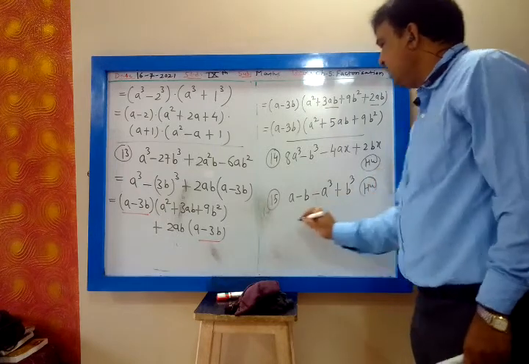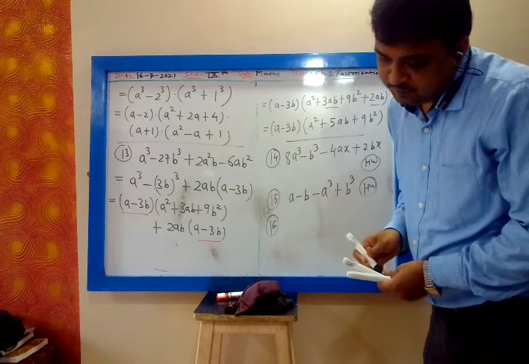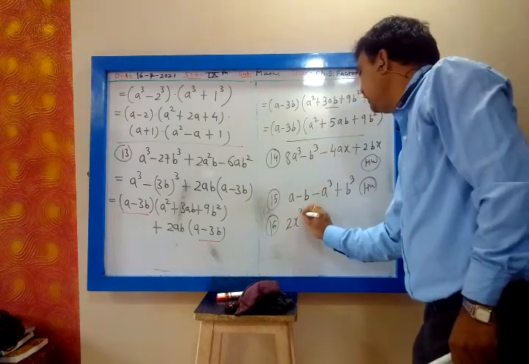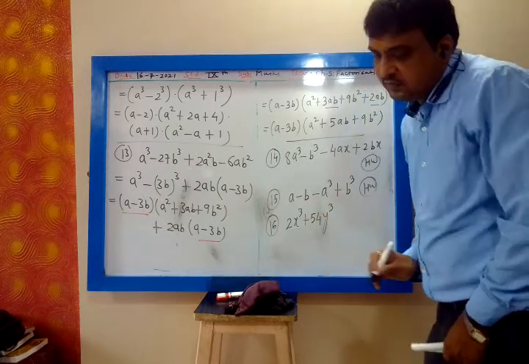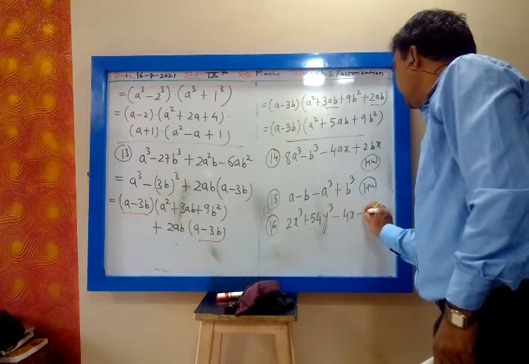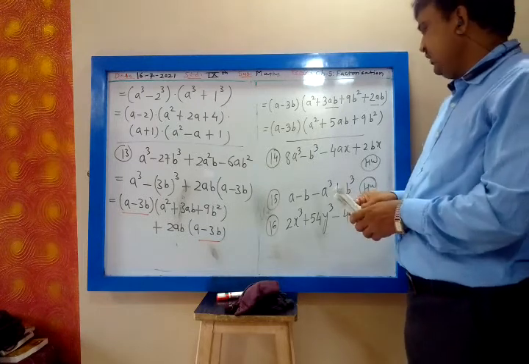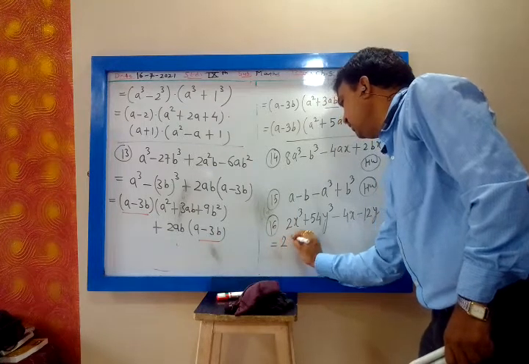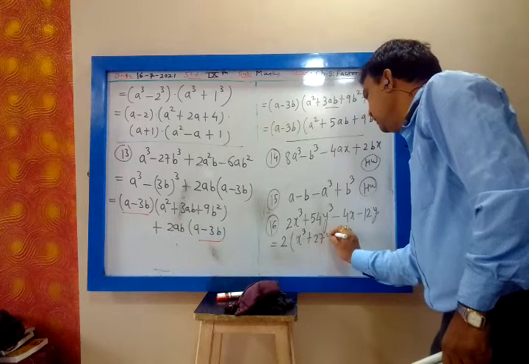Homework. Then 16: 2x cube plus 54y cube minus 4x minus 12y. Yes, what will you do? First you will take 2 common. Are you getting? You will take 2 common. Then what is left? x cube plus 27y cube.